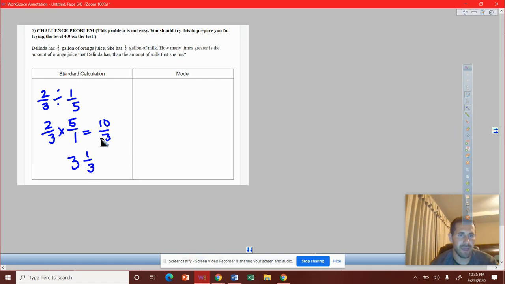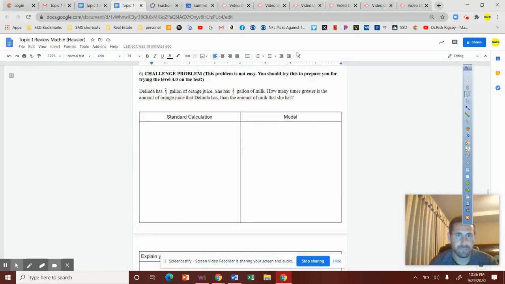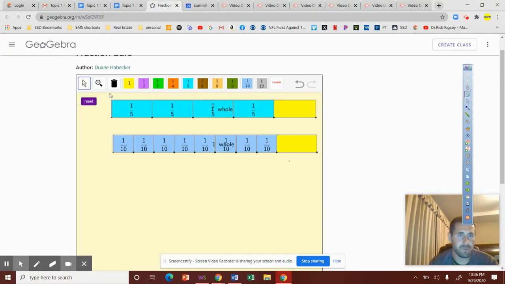Okay, so how did I get to the 3? 3, 6, 9. That was 3 3's. And to count up to 10, I needed 1 more piece. So 3 1/3. Okay, so how many times greater? 3 1/3. How can I do that as a model? Let's start over.